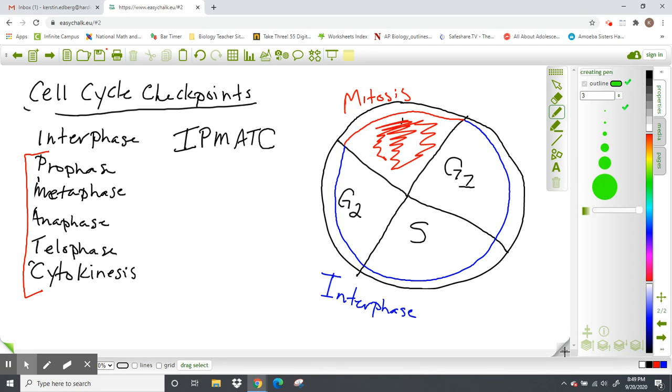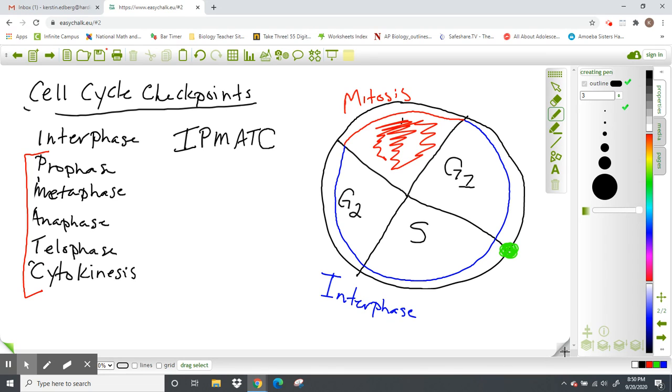Okay, so your first stage here, first checkpoint, is going to be here between G1 and S phase of interphase. This is essentially the starting checkpoint, if you will. This is where we make sure that after cell division and the daughter cell has been made, everything's going okay. So there's enough cytoplasm being made. There's enough organelles that have been made to sustain the cell.